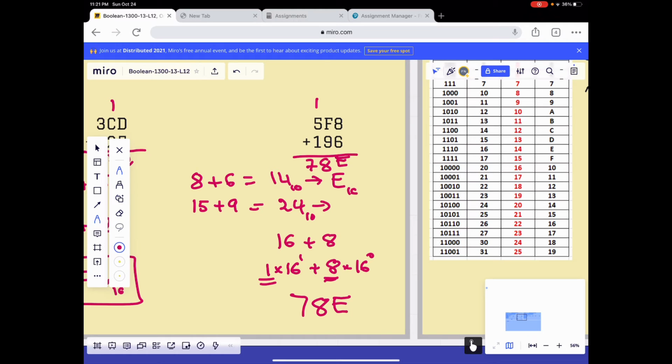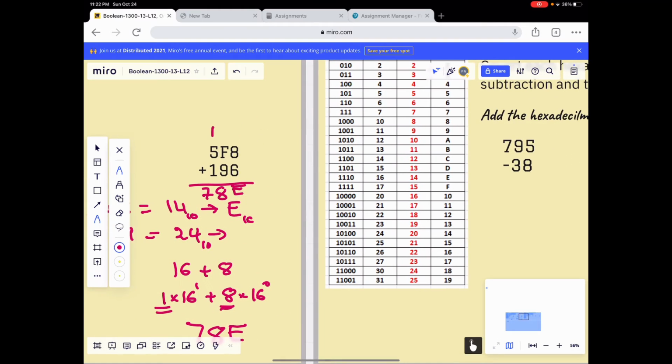Okay, so when you're adding the numbers together, make sure that you change from hexa to decimal, and then you convert back to hexa, and you carry over whatever you have. Okay, and then move on to the next number. All right, so that's the way you add the numbers.